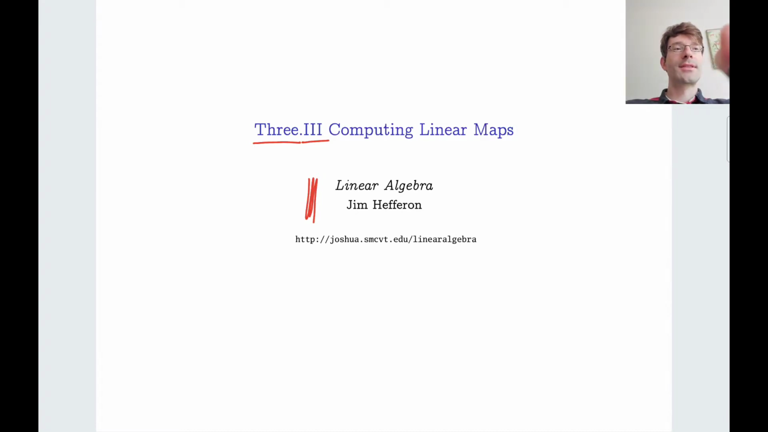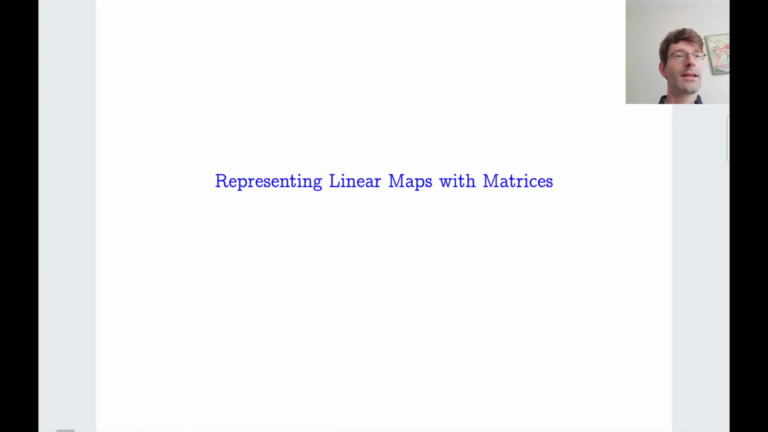And we also used matrices for examples of vector spaces. For example, M2 by 2, which was the set of all 2 by 2 matrices, is an example of a vector space. But now we are coming to the main use of matrices, which is to represent linear maps.